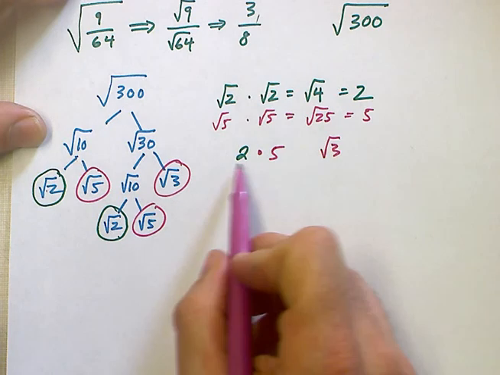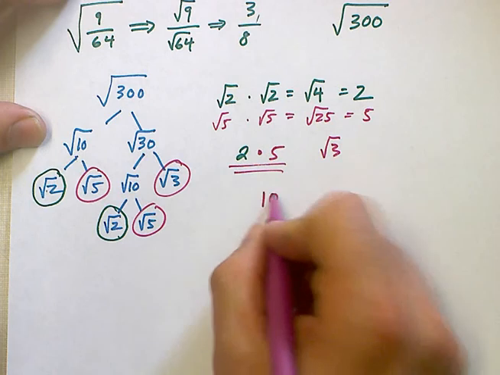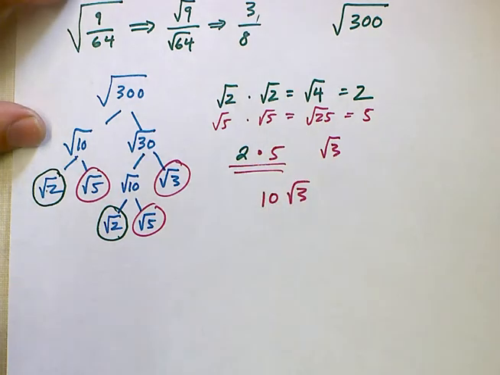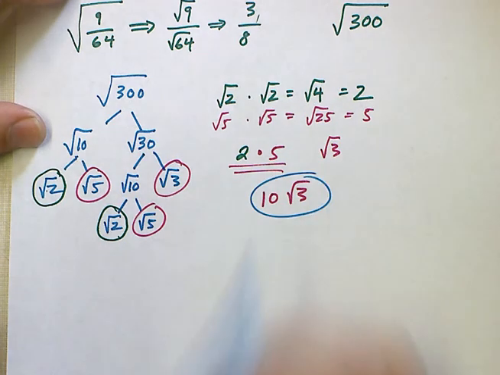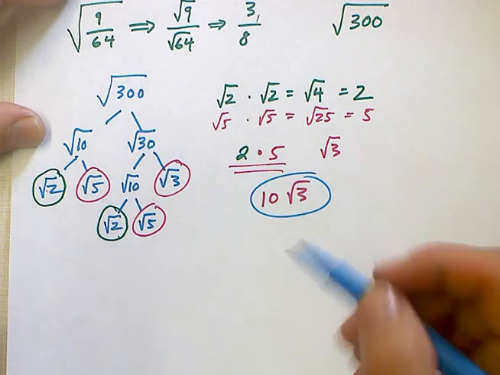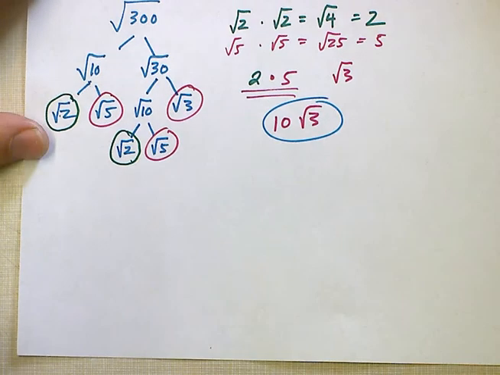Now I'll multiply the 2 times the 2 and the 5 and get 10 square root of 3. And this would be the simplified answer for square root of 300, because 10 times 10 is 100, 100 times 3 is 300. Now, is that the only way I could break down a 300? Absolutely not. There's a lot of different multiples for 300.